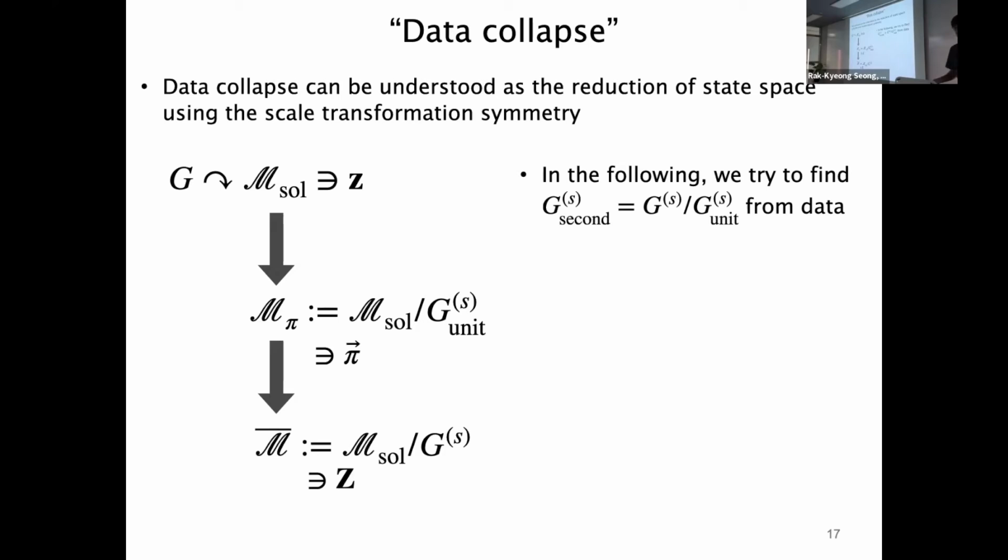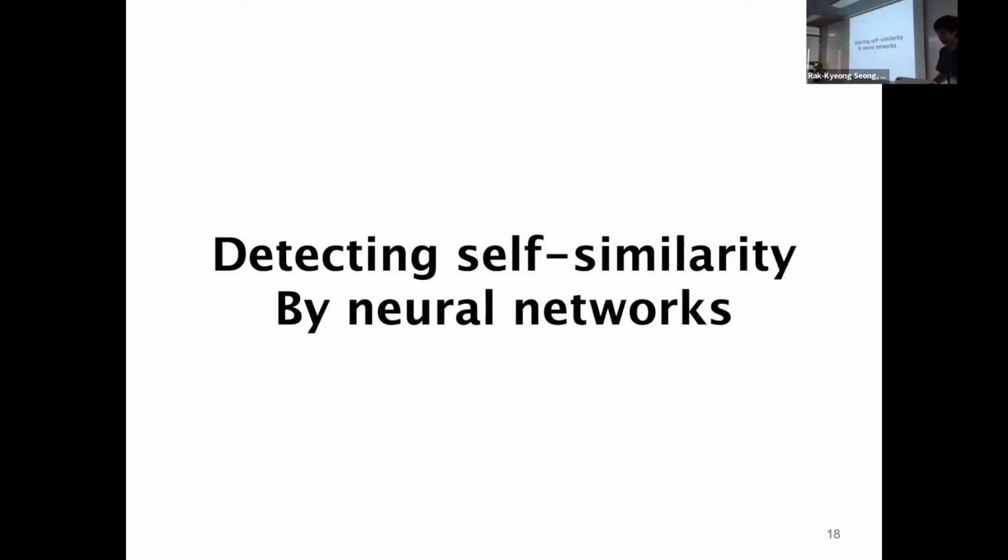And in the following, we're going to try to find this group, which reflects the non-trivial scale transformation symmetry, from some experimental data. Okay, that is the end of the second part of this talk.